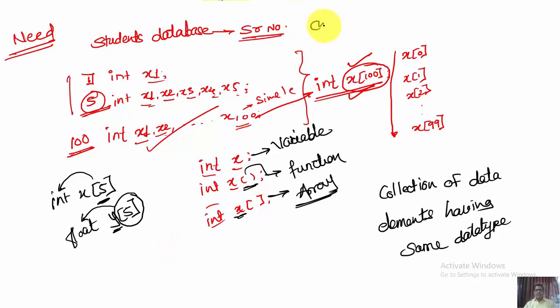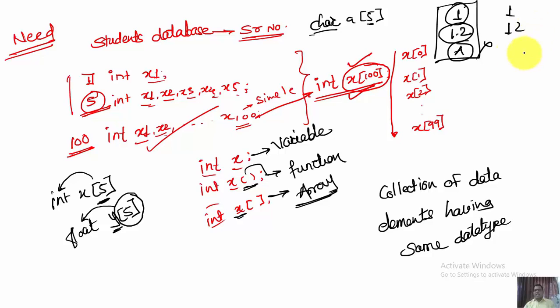If I declare char a[5], it indicates I am going to hold 5 different characters, with no numbers or floating point values. So again, what is an array? An array is a collection of data elements having the same data type. It's not like one value is 1, the second is 1.2 and the third is a. We can't say this is an array. Why? Because the data type of 1 is different, 1.2 is different and a is different.